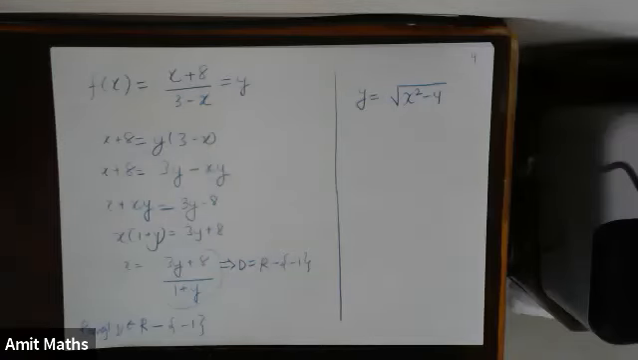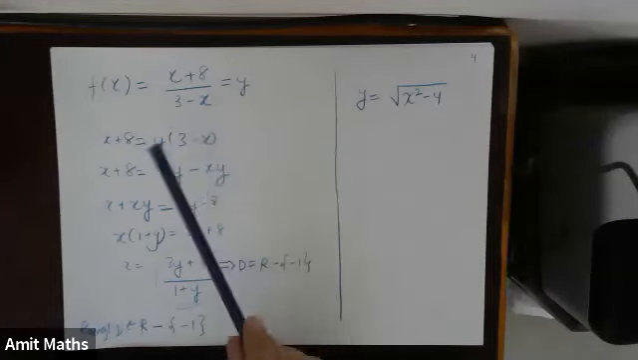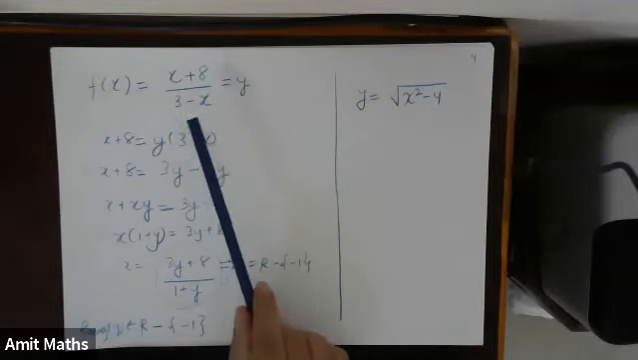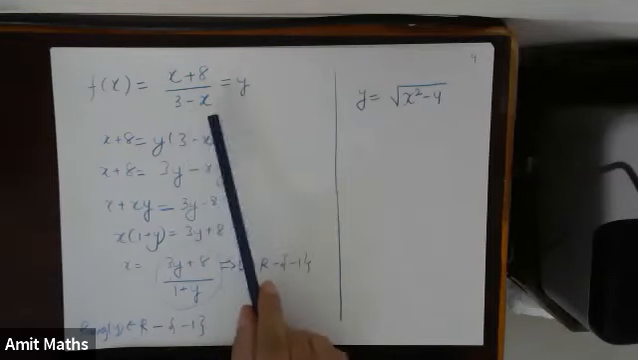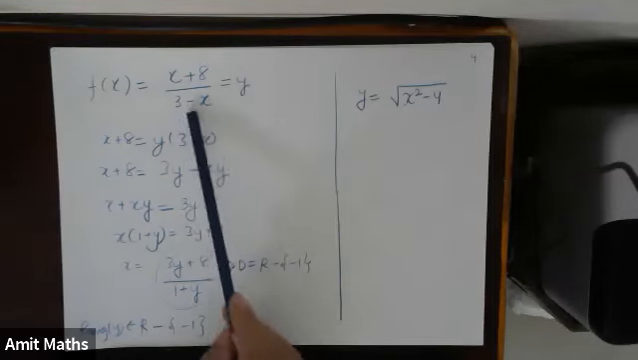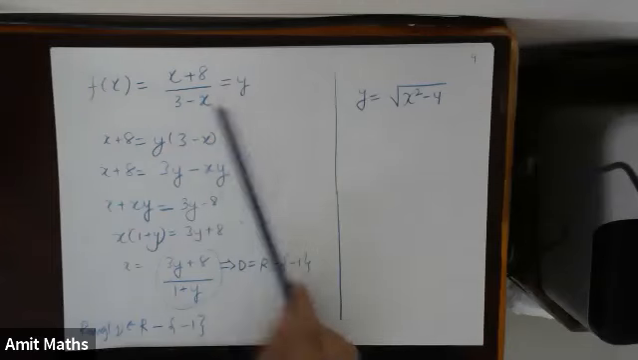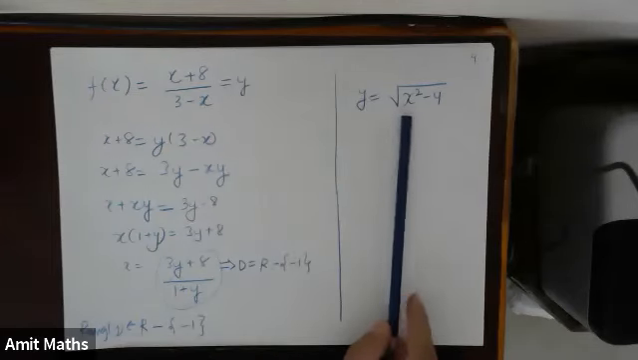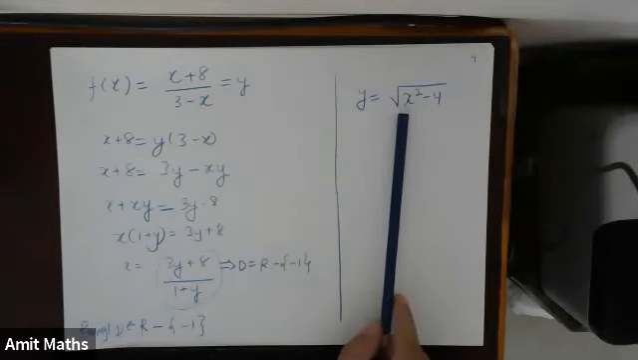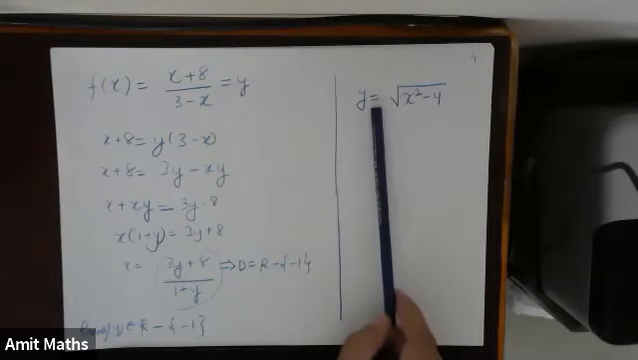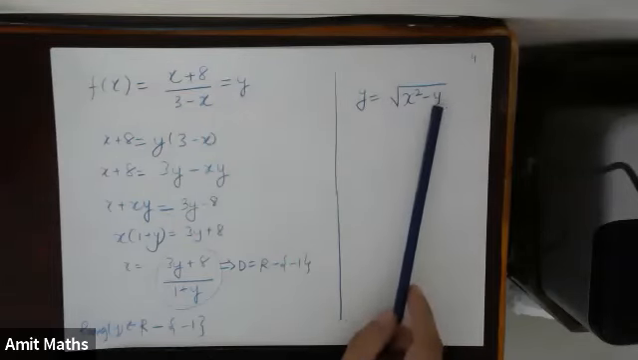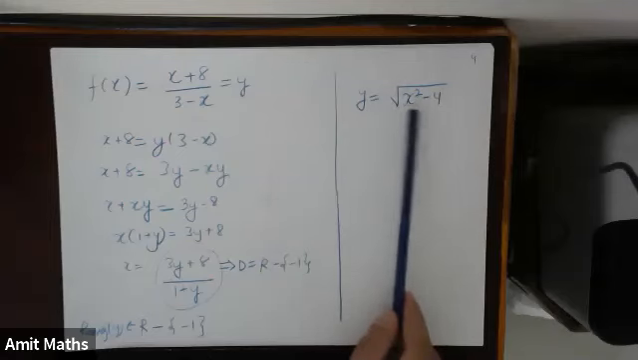The first thing we have to understand is how this question is different from the previous one. In the previous one, we did not have to square any side because it was linear. Now this is not a directly linear equation. In the numerator, we have under root of x square minus 4.